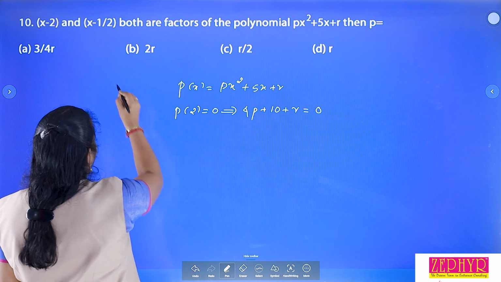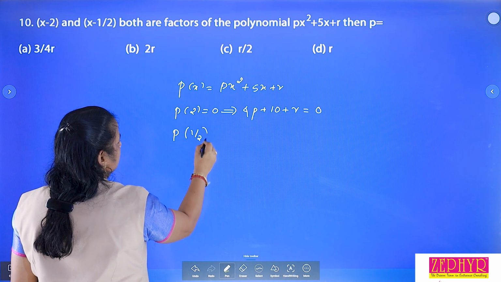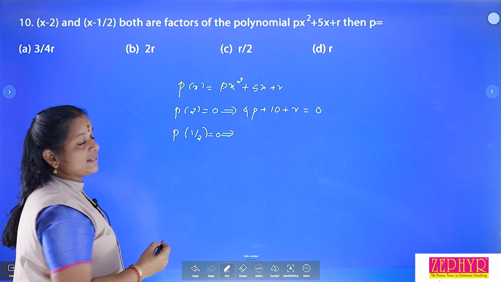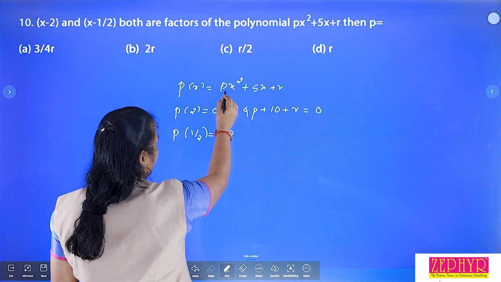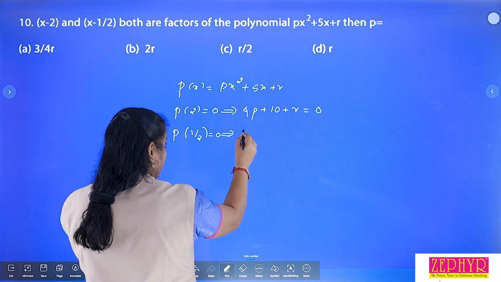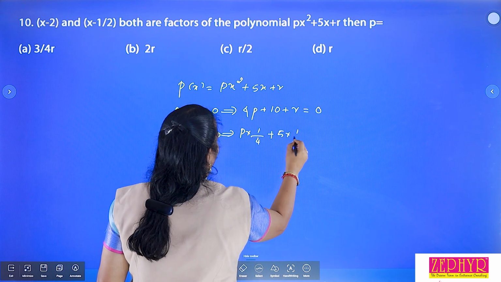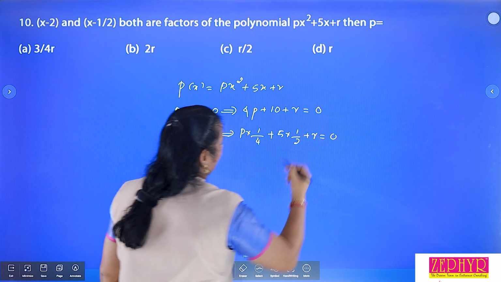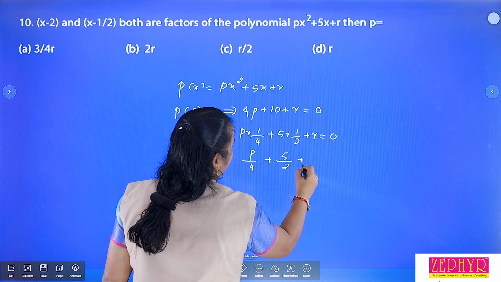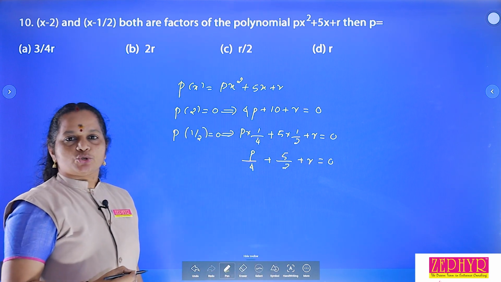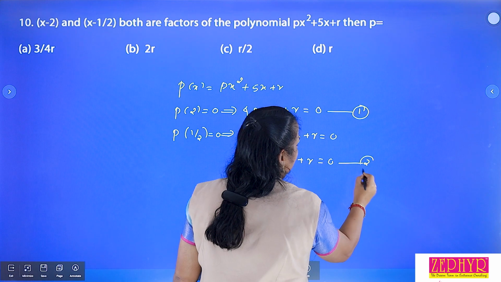Then x minus 1 by 2 is also a factor, so p of 1 by 2 is also equal to 0. So p into x square, 1 by 2 square, so it is p into 1 by 4 plus 5 into 1 by 2 plus r equal to 0, or p by 4 plus 5 by 2 plus r equal to 0. Then we get two linear equations in terms of p and r. This one is equation number 1 and this one is equation number 2.